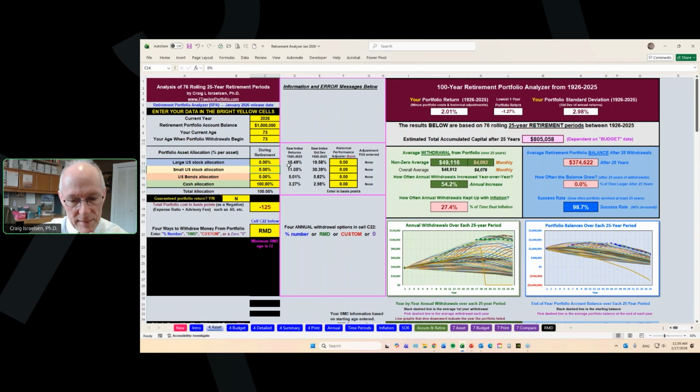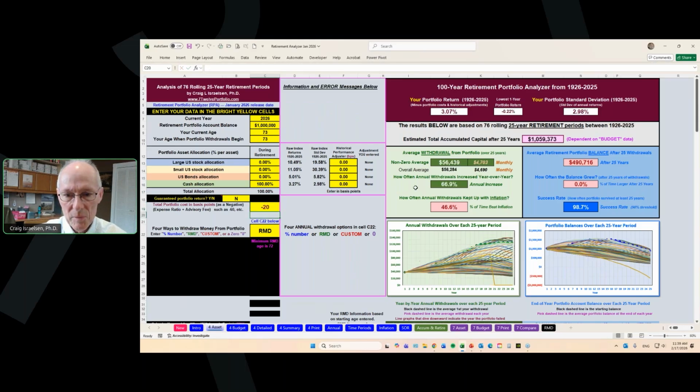Okay, well, if that's the case, you wouldn't likely be paying 125 basis points. Maybe let's put 20 basis points as the cost. That'll help a little bit. So the average withdrawal was about 56,000. Okay, that's something.